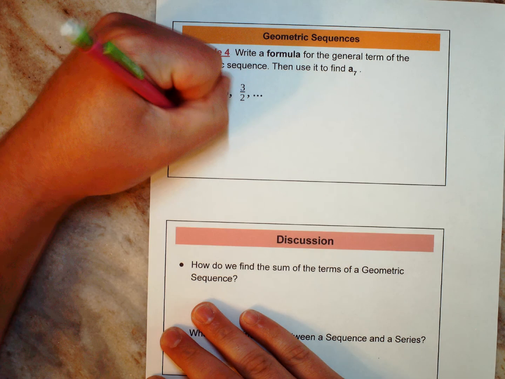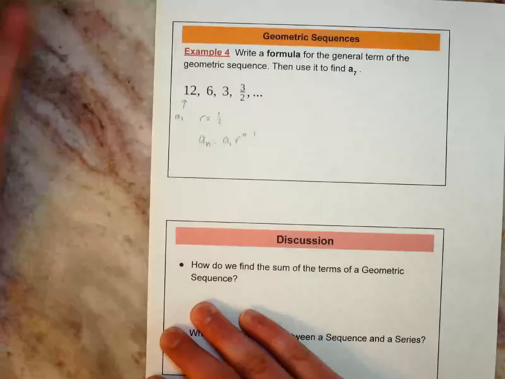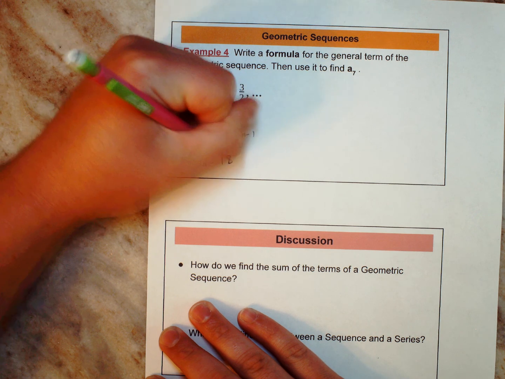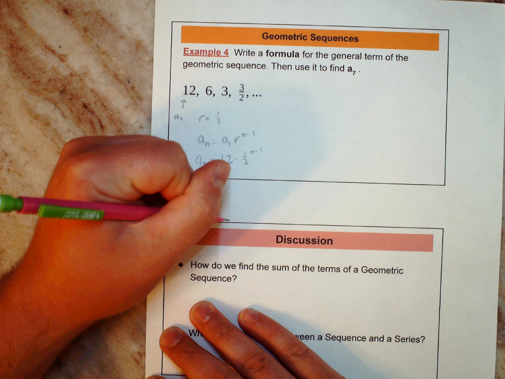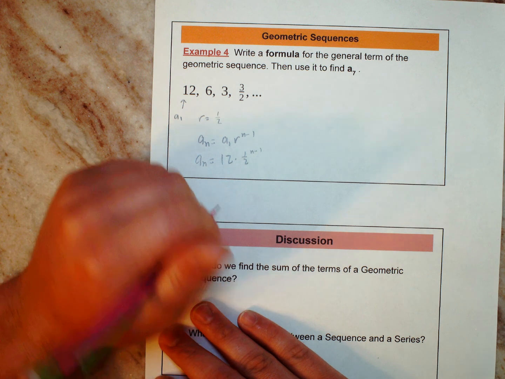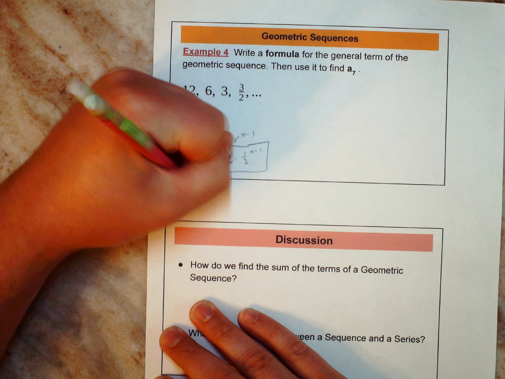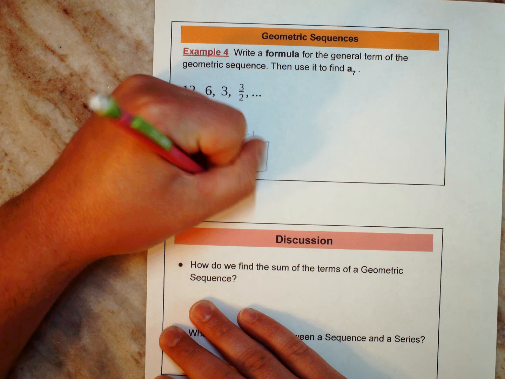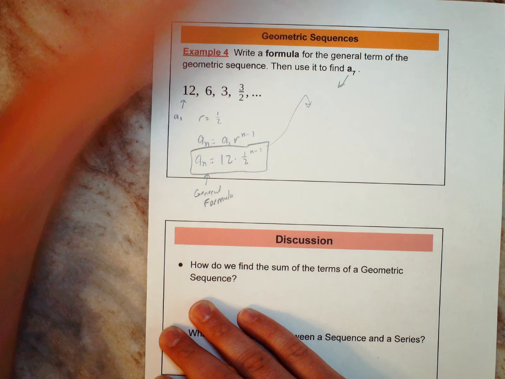So now all you do is you just plug right into that we've been using. So your general formula is AN equals A1, which is 12, times R, which is 1/2, to the n minus 1. So that's going to be your general formula. And then I'm just going to close that off. General formula. And then they just want you to use that to find a sub 7.